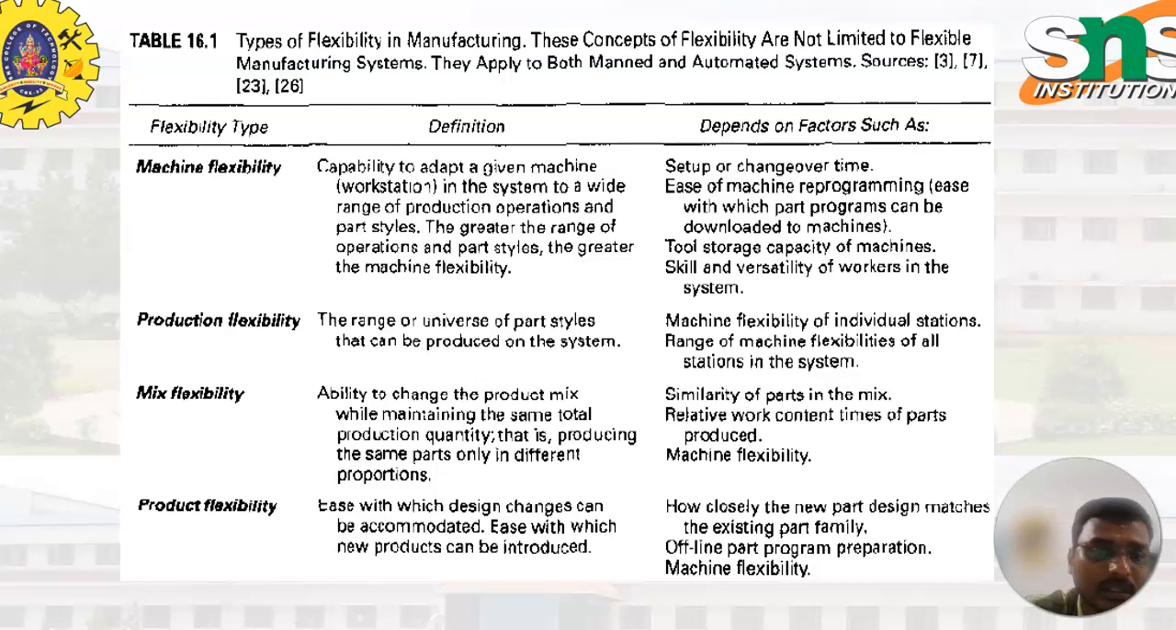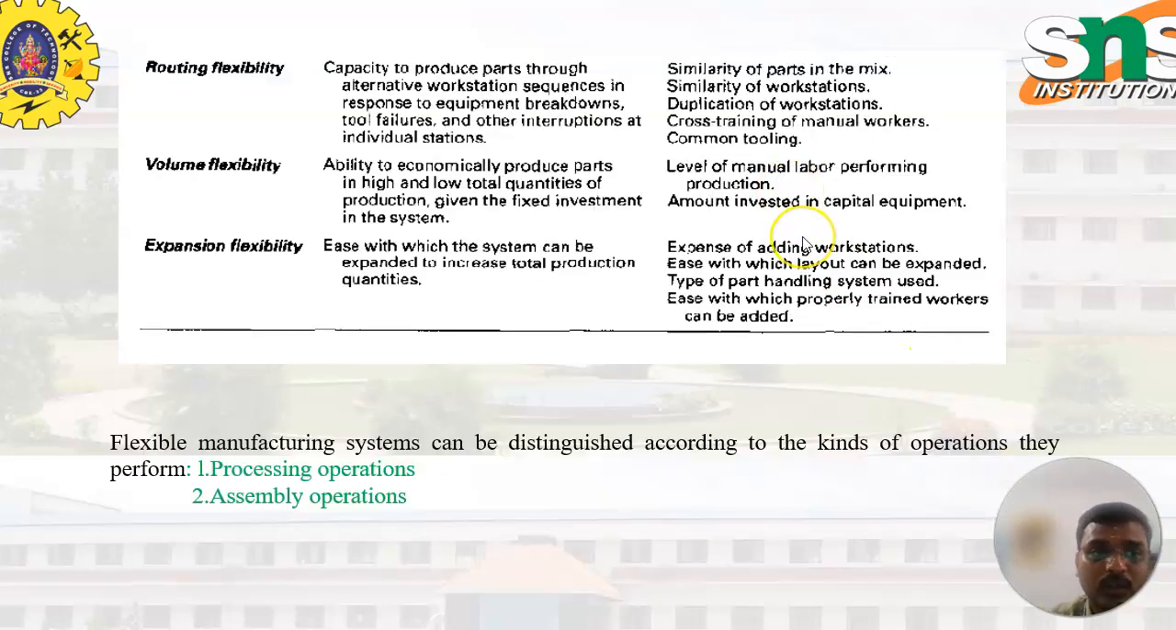Machine flexibility is the capability to adapt a given machine workstation in the system to a wide range of production operations. So we can connect n number of machines in a single layout, and we can give the component to be worked on in that particular machine. Production flexibility is nothing but the range or number of part styles that can be produced on the system. They can do one operation and directly move to the next operation. Then mixed flexibility. These are some of the advantages.